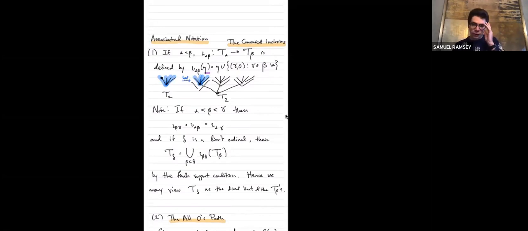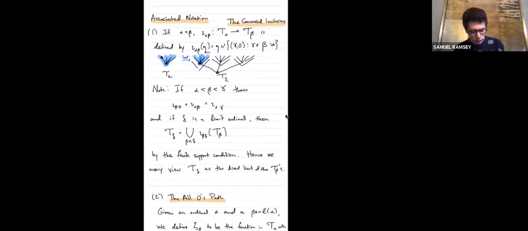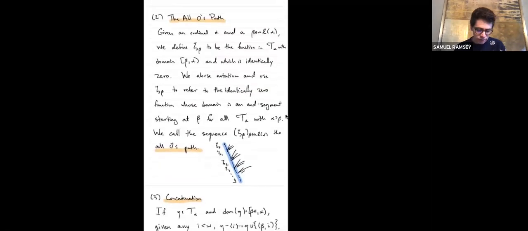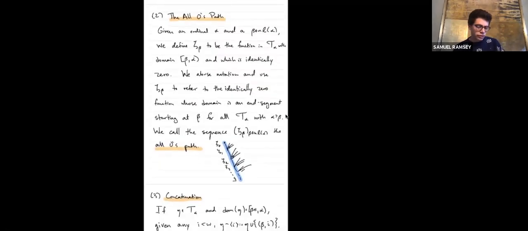So, this isn't deep, but it's good to fix the notation. So iota alpha beta is my name for this inclusion that takes T alpha into T beta. All right. Now, I've already used this language a few times, but it's good to fix notation for it. We have the all zeros path, which is the path consisting of functions in my tree which are identically 0.